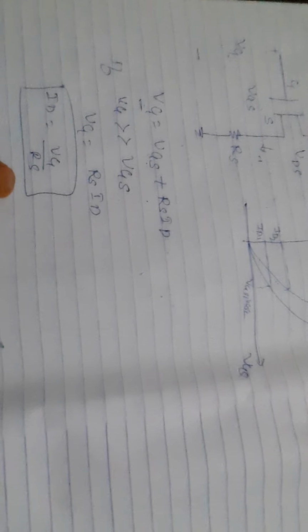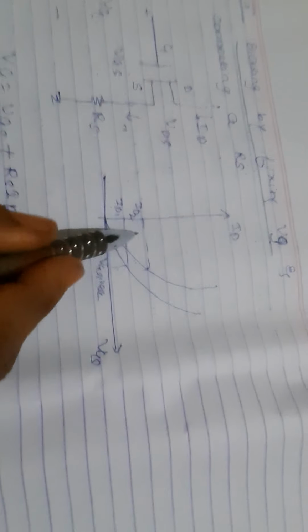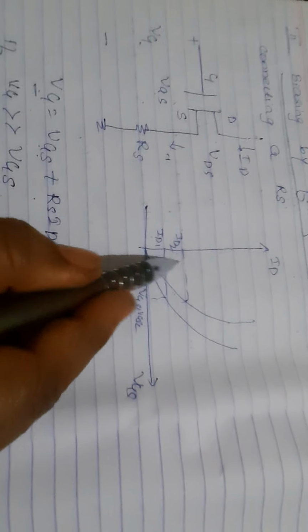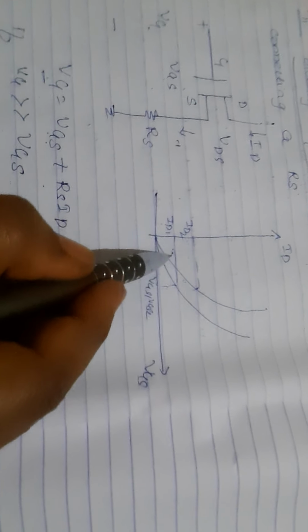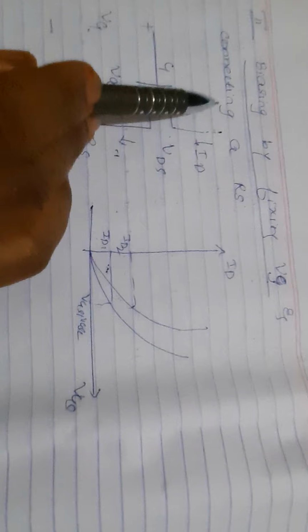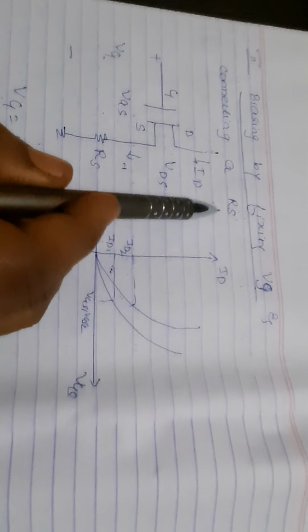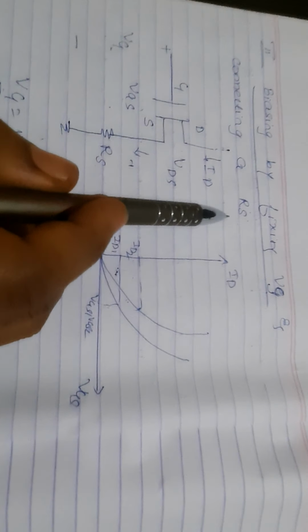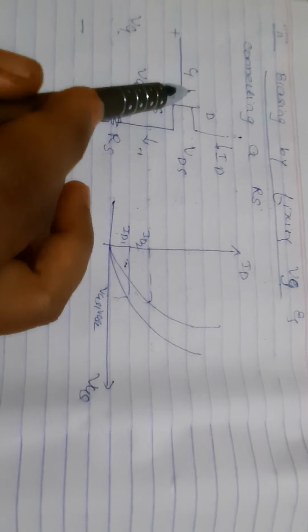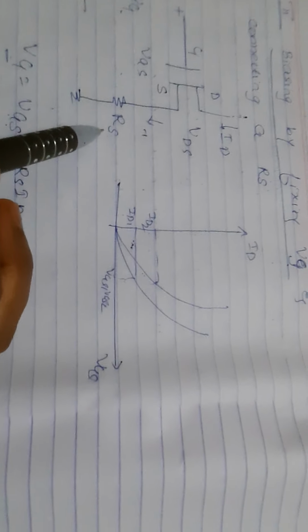In this technique, we'll be getting the ID nearer, not such a wide range. So this technique is preferable. I'll repeat once again: biasing by fixing VG and connecting the RS at the source. This is the circuit diagram where VG is fixed and RS is connected.